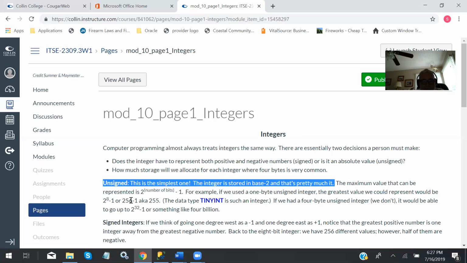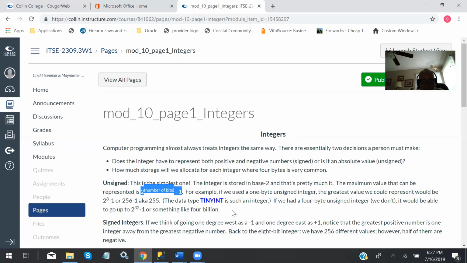The maximum value that can be represented is 2 raised to the number of bits power minus 1. So for example, if I have 8 bits, what's the biggest number I can represent? 2 to the 8th power minus 1. Well, 2 to the 8th power is 256, minus 1, so 255 is the biggest number I can represent in 1 byte. The reason it's minus 1 is because I have to represent 0.